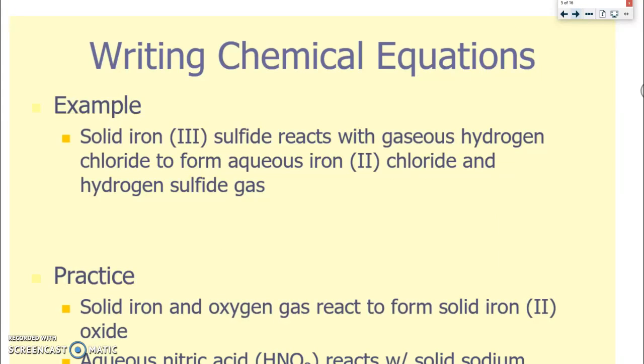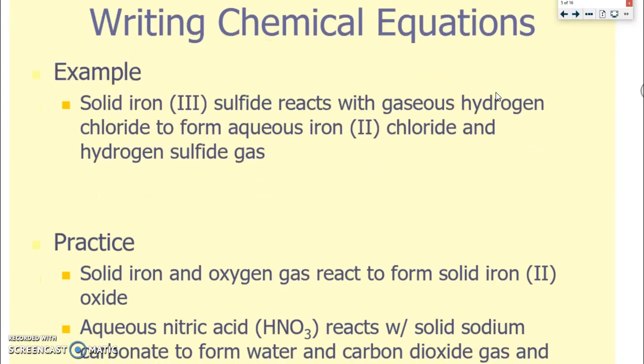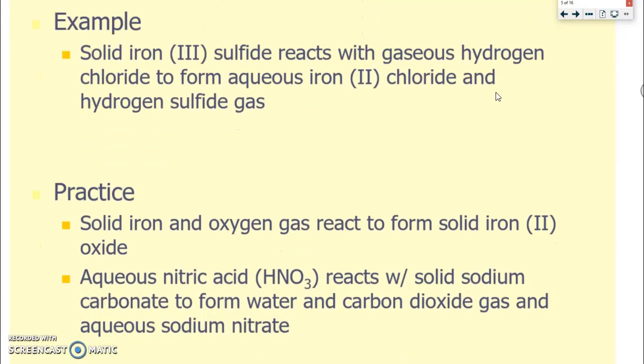Let's do an example, turning a sentence into a chemical equation that we would then, in essence, be able to balance later on. So here's our example. It says solid iron 3 sulfide reacts with gaseous hydrogen chloride to form aqueous iron 2 chloride and hydrogen sulfide gas. We're giving you the names, and you would have to write out the chemical formulas.